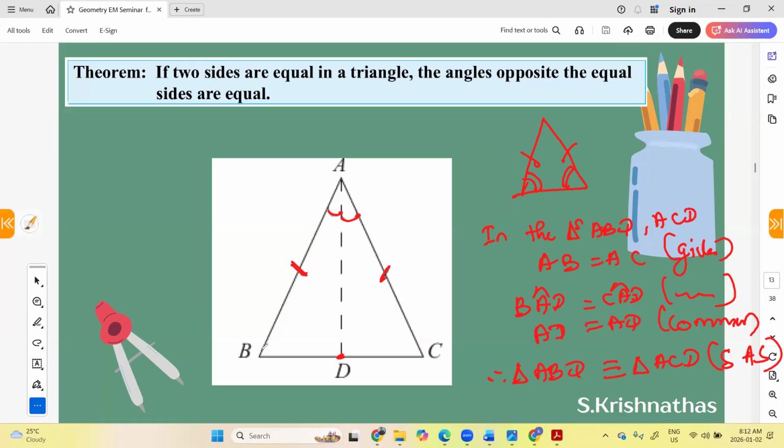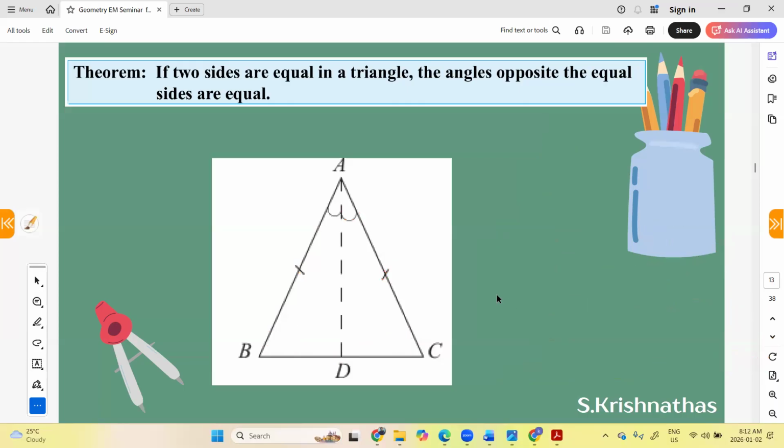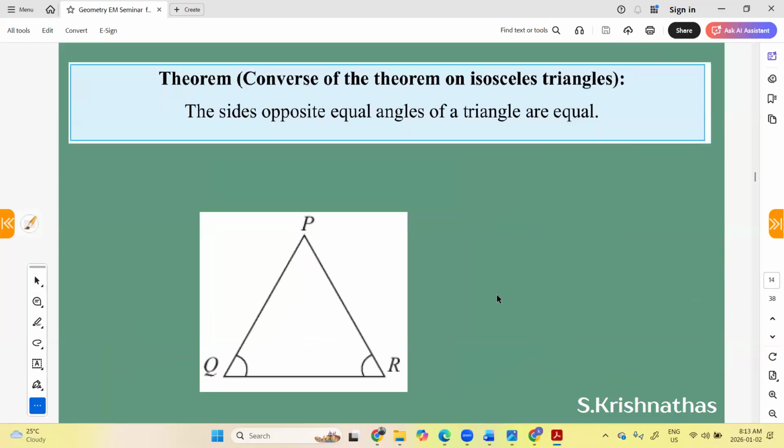So corresponding elements are equal. This angle is equal to this angle. Why? Corresponding elements in congruent triangles are equal. So two angles are equal. Right. That is the formal proof of this theorem. Okay. Next, the converse theorem.